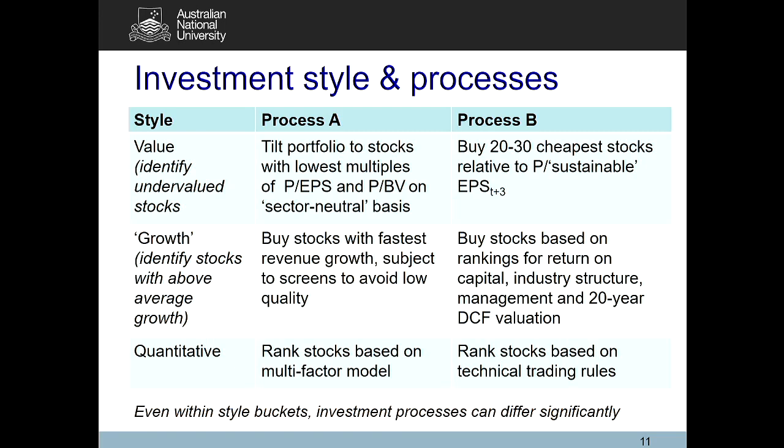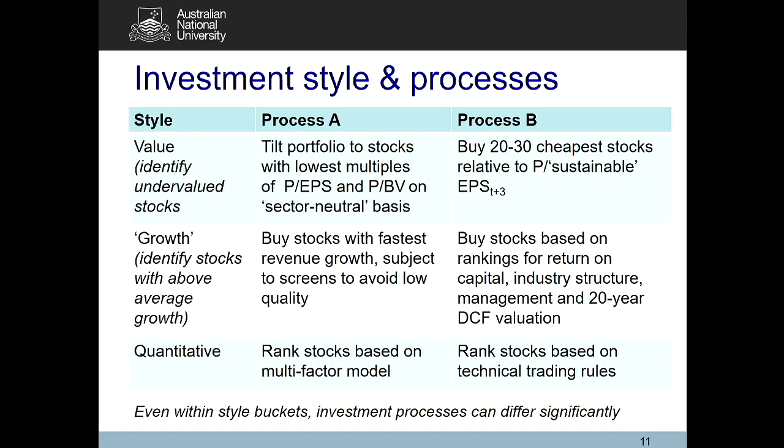Process B, you've got a different, I'm just picking these as an example, a different value metric. It's price over 3-year forward sustainable earnings per share. And you're using that metric, ranking every stock in the universe and just picking the cheapest 20 to 30 stocks. Process B may not have industry diversification like Process A.